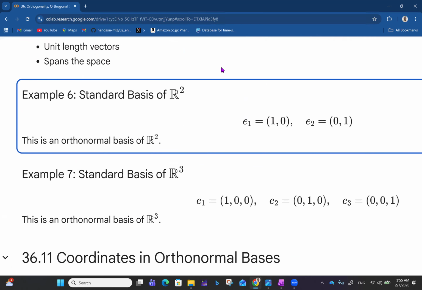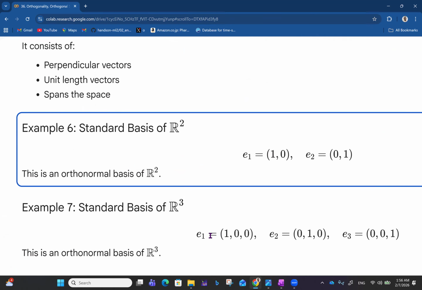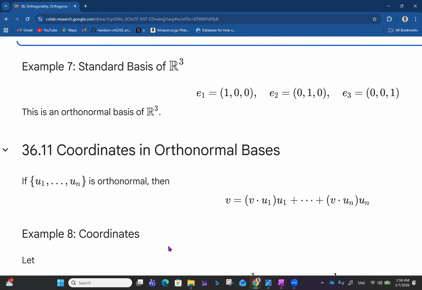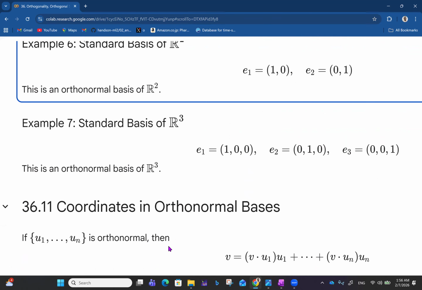Okay, so there goes that. So these three are an orthonormal basis of the three-dimensional real number system. Then we go on to talk about coordinates in orthonormal basis.